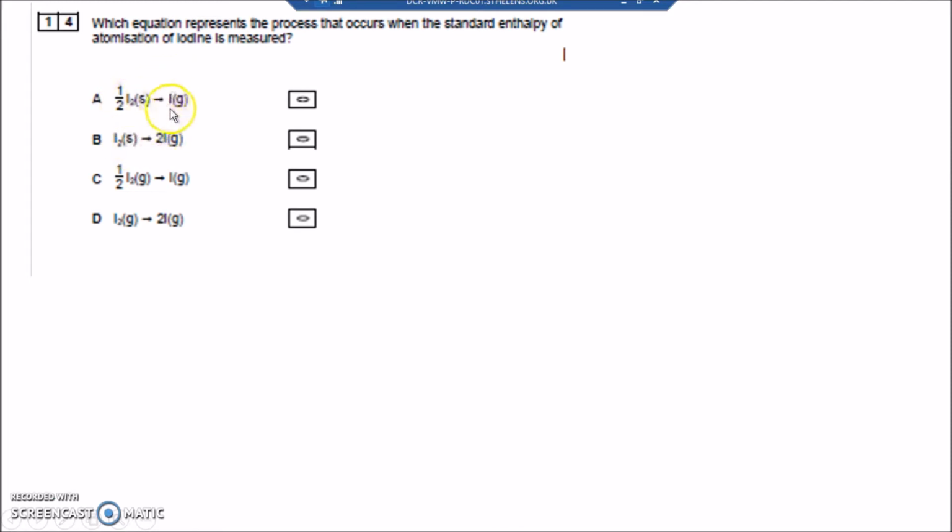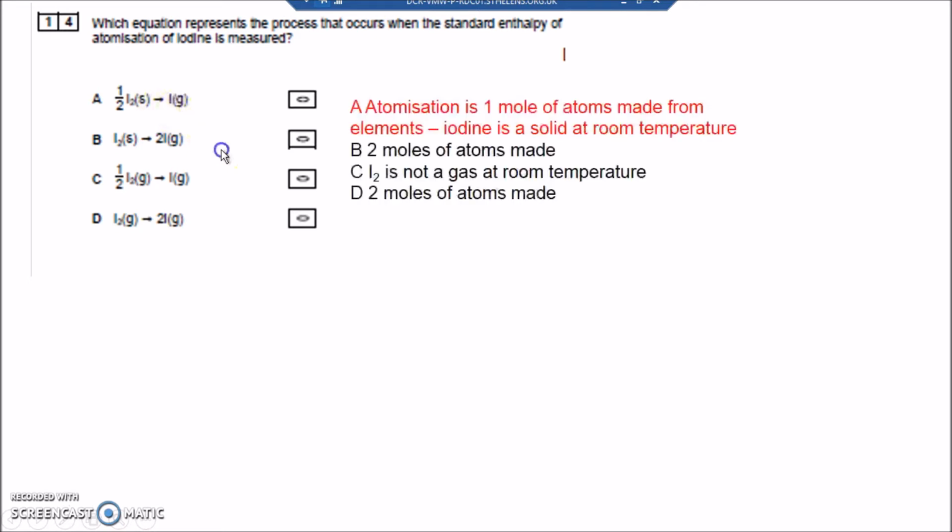I need to make 1 mole of atoms, so I need half I2. This is going to give double the value, making 2 moles of atoms. So the fact that I've got a solid indicates that it's in the correct state, solid iodine, black solid at room temperature 25 degrees C, and making 1 mole of atoms. The answer is A.